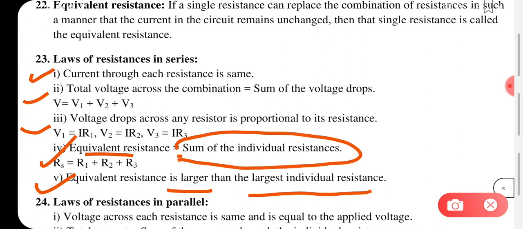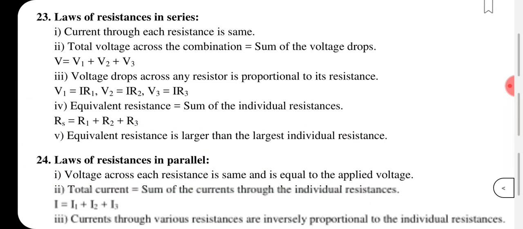Obviously, whichever value is the maximum, when you add the resistance values of the other resistors, it is going to increase. So obviously the equivalent resistance will be more than the largest individual resistance among the 3 or 4 or whatever number it is. I hope it is clear till here.